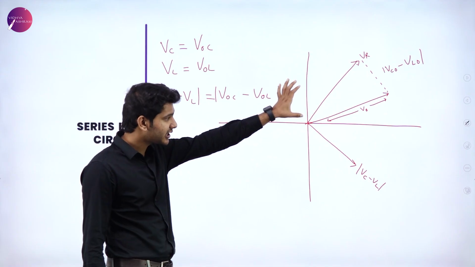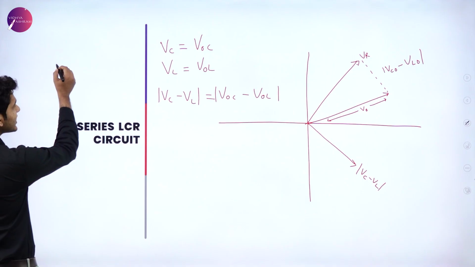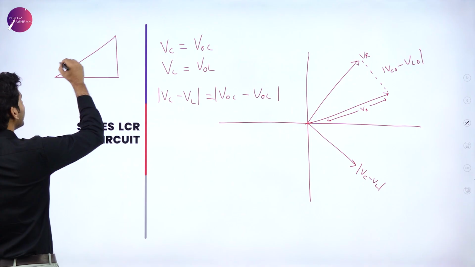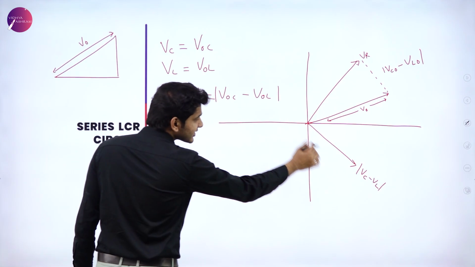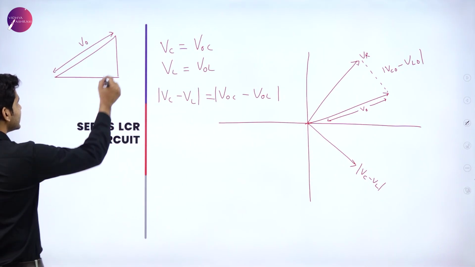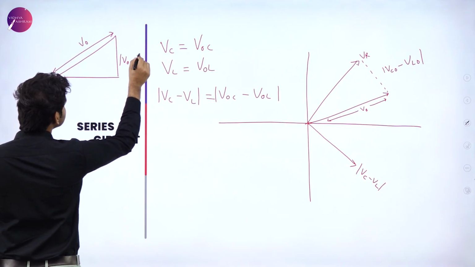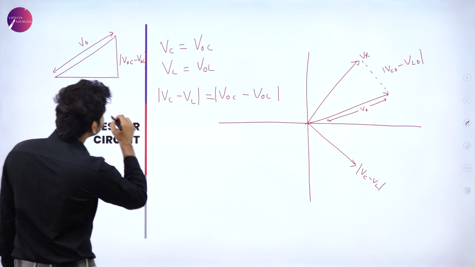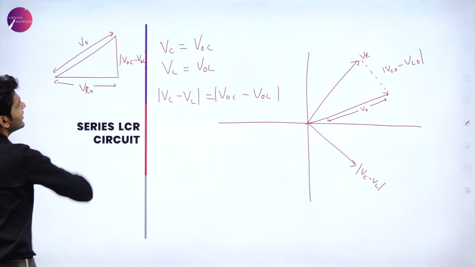So again, this particular triangle, let's say I'll draw this here so that you can clearly see that. This particular triangle now is like a right angle triangle where this distance is nothing but V naught. That is, this is nothing but the altitude and this is nothing but the base. So I can simply say that this will be equal to V naught C minus V naught L, and this will be nothing but V R naught.